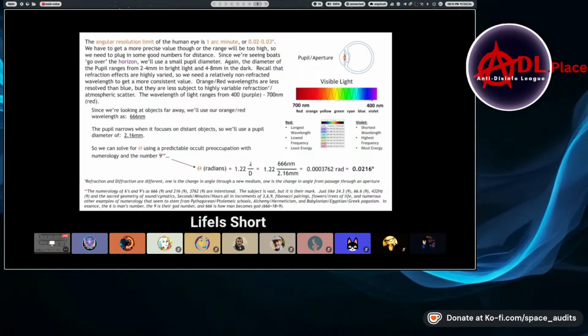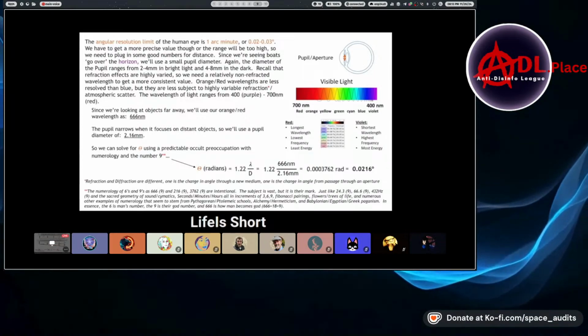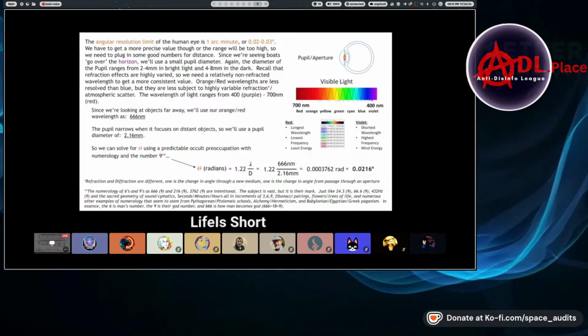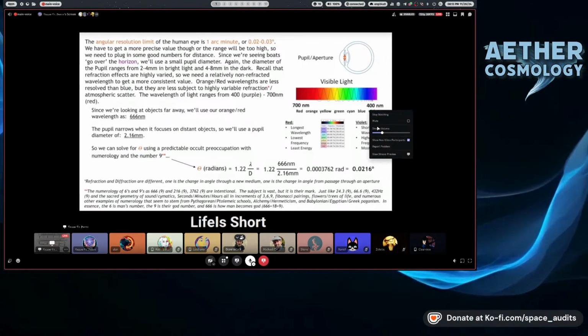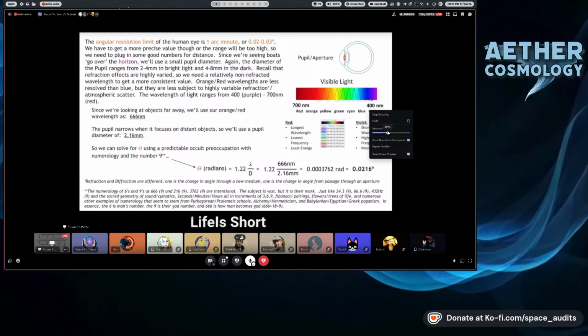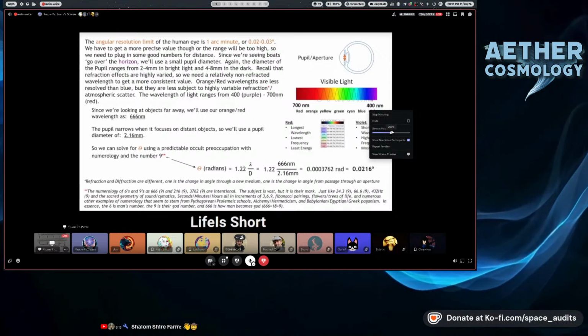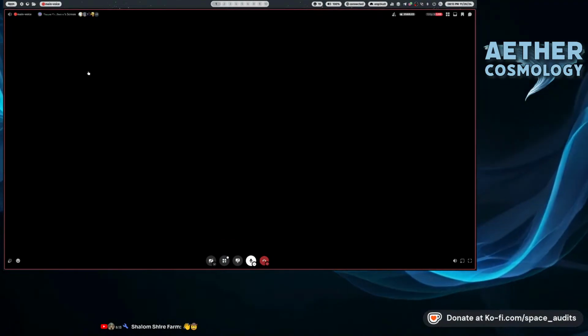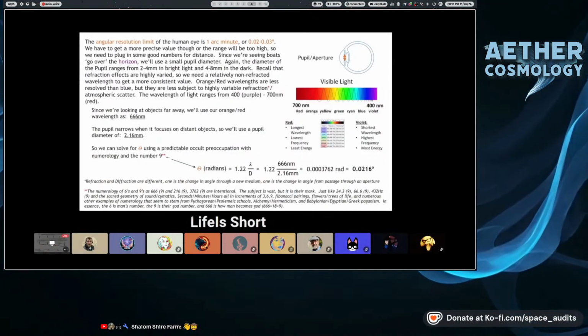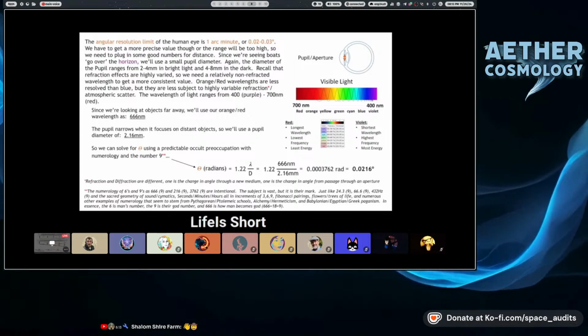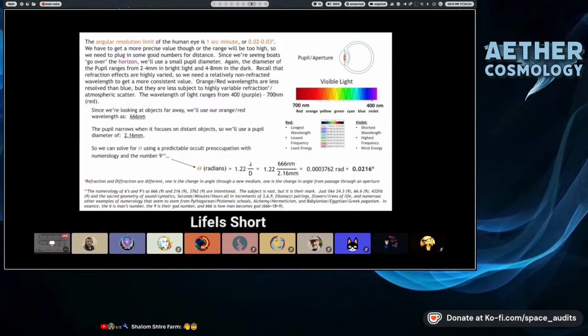So again, I chose these numbers on purpose. The numerologies of 6s and 9s, as in 666, which adds up to 9, and 2.16, which also adds up to 9, and 3762, which also adds up to 9, are on purpose, very intentional. The subject is vast, but it is their mark, just like 24.3 degrees is 9, 66.6 degrees is 9, 432 hertz is 9, the sacred geometry of sound and cymatics.